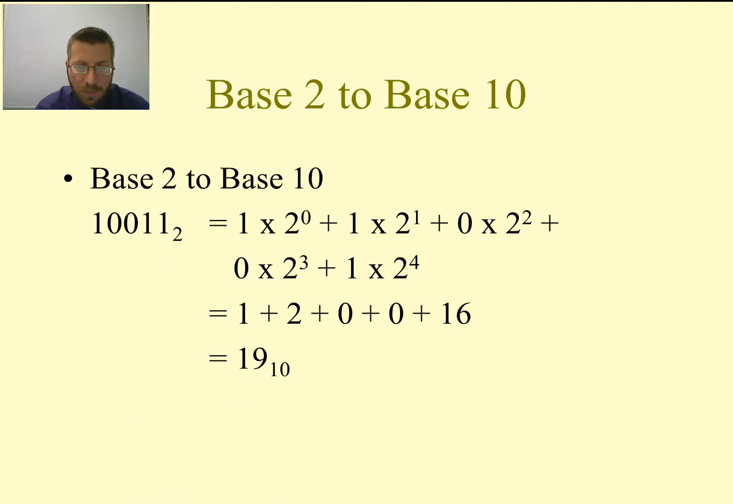Okay, going from base 2 to base 10. Base 2 means that we have a bit string that only has zeros and ones. So here's my bit string, 10011. This is the language that computers actually understand. Everything inside of a computer is based on bits, high, low, on, off. That's what the ones and the zeros represent.